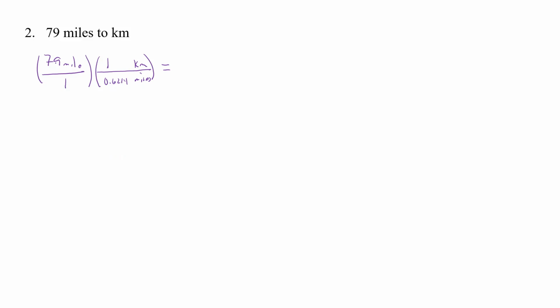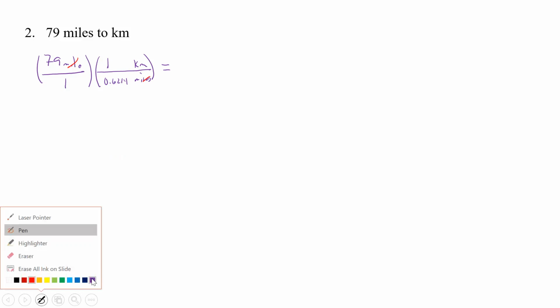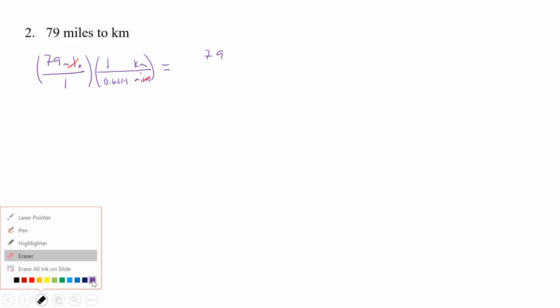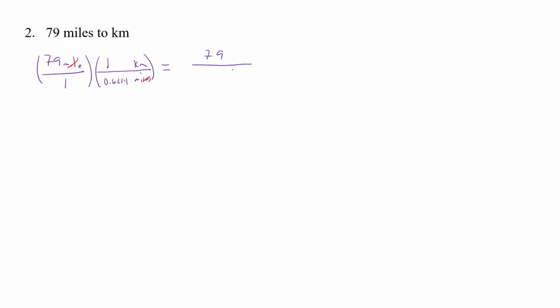So here we have to divide 79 by 0.6214. So let's write this out, because if we have our miles cancel, what we really have left is kilometers. But the key is we have 79. We better put just the numbers, no units, because I'll show you here in a minute.